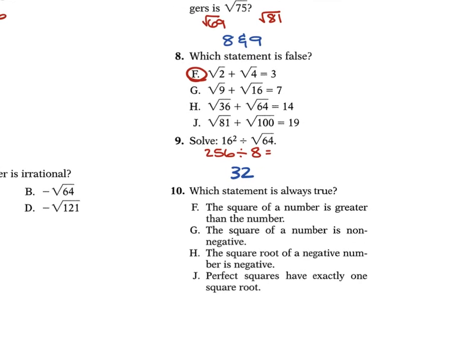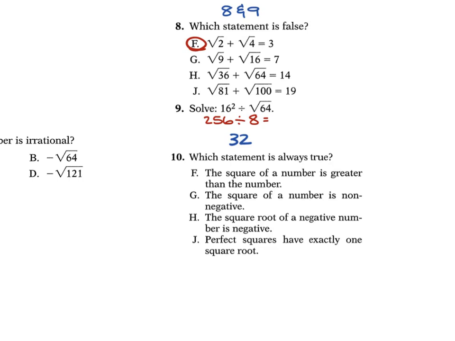10 says which statement is always true? F says the square of a number is greater than the number. The square of any number is greater than the number. That's always true. Actually, no. 1 squared is not greater than 1. So that one is not always true.